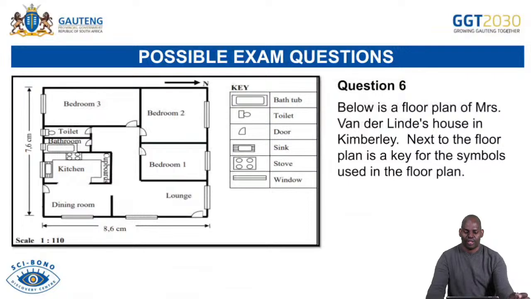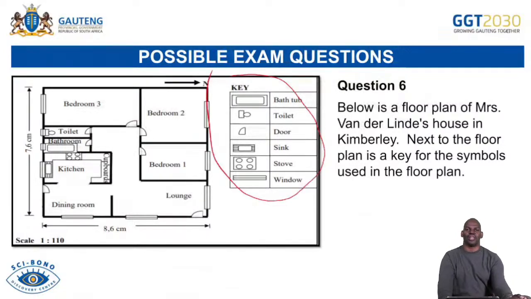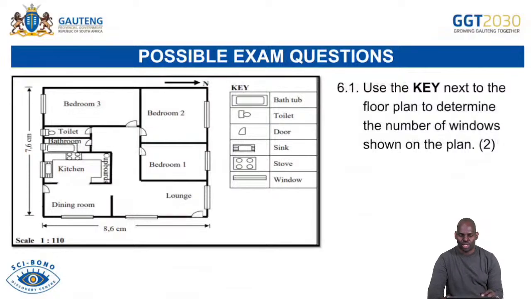Okay, then the next question is: below is a floor plan of Miss van der Linde's house in Kimberley. Next to the floor plan is a key for the symbols used in the floor plan. Okay, there you got symbols. As I indicated before, the examiner might be nice to you sometimes, and will give you the symbols, the notations and the explanations. Then they say: use the key next to the floor plan to determine the number of windows shown on the plan. So in this case, you can see that we've got the symbol for a window.